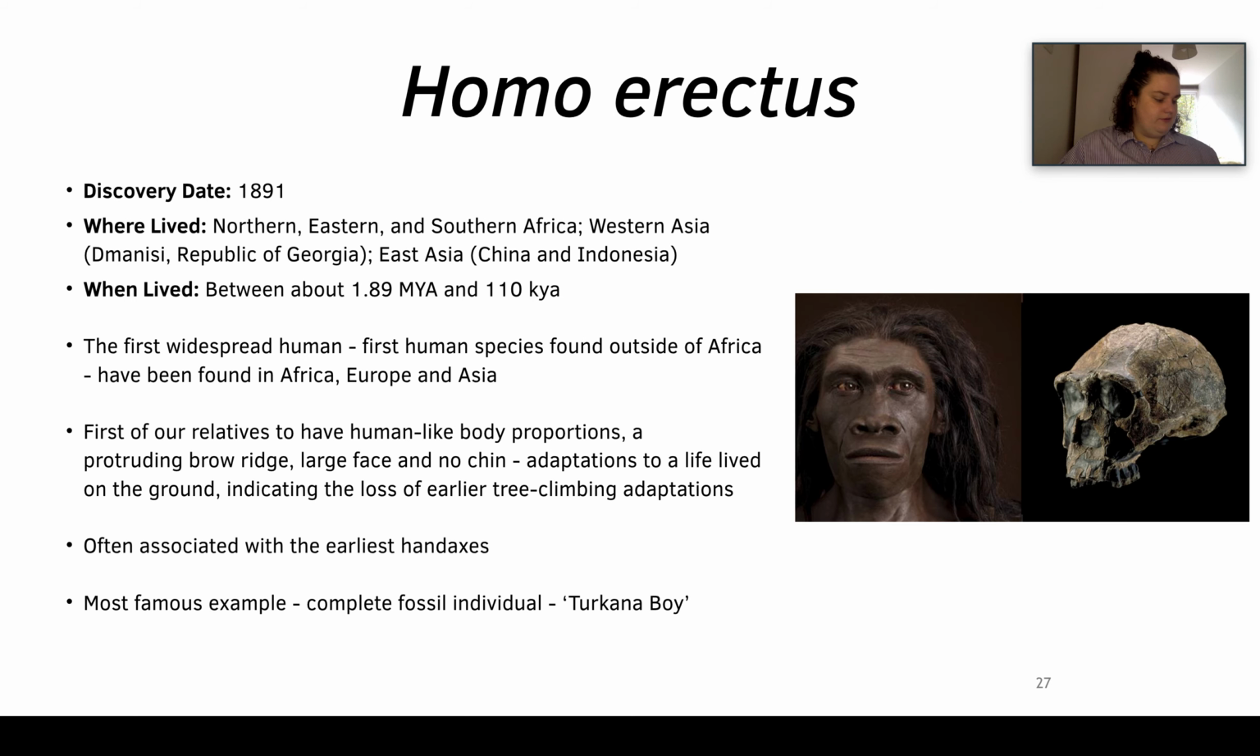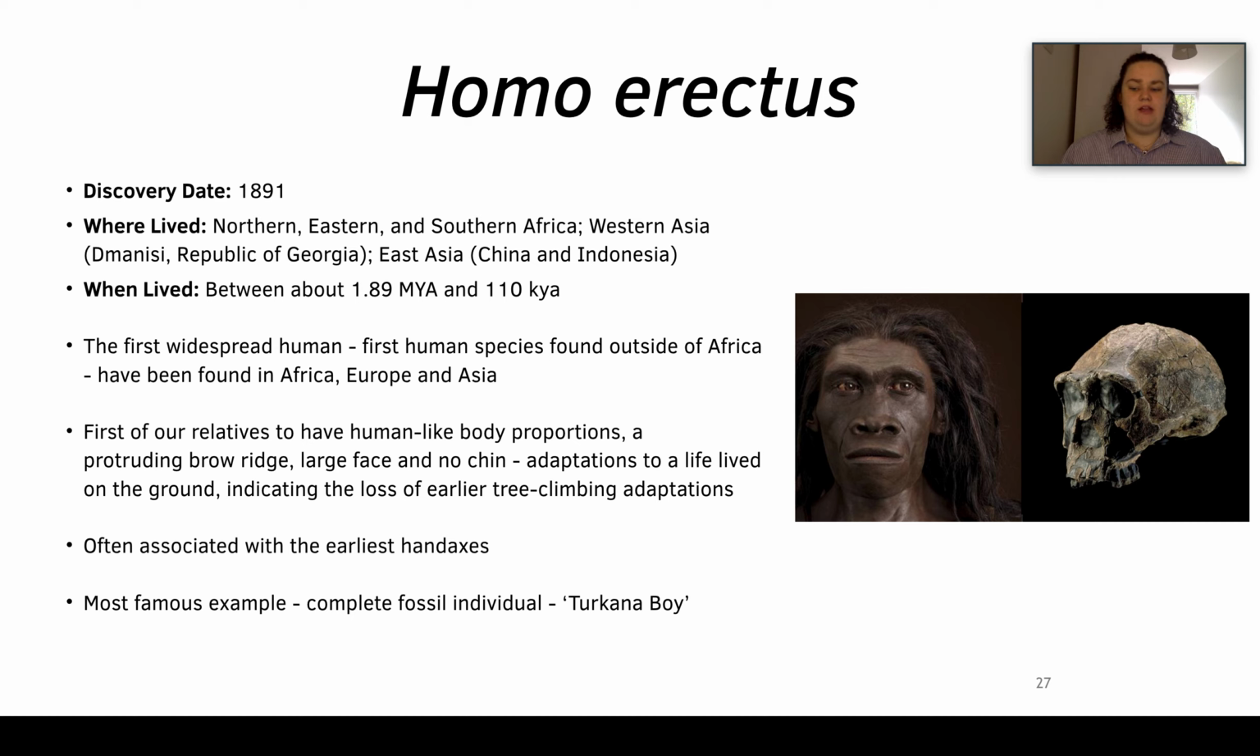And now we move on to Homo erectus. Homo erectus is probably quite a famous one, and it was first discovered in 1891. It's known that they were the first human species to venture outside of Africa. And we know this because we found them in northern, eastern and southern Africa, as well as Western Asia and East Asia. And it's the first of our relatives to actually have human-like body proportions.